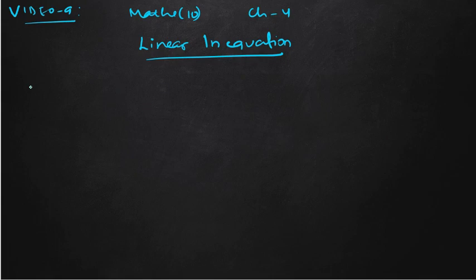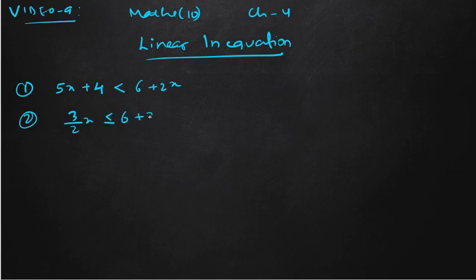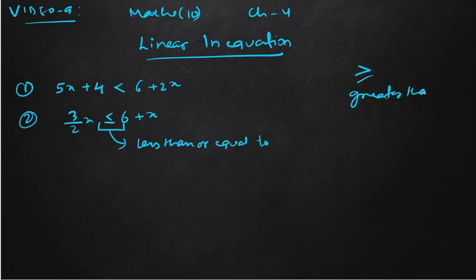So if we give the basic definition, a statement of inequality between two expressions involving a single variable x with highest power 1. Suppose I give one example. Suppose 5x plus 4 is less than 6 plus 2x, like this. So equal to sign is not there, it is greater than or less than. Both signs may be included. Suppose 3 by 2x less than equal to 6 plus x. So this sign is read as less than or equal to. Similarly, this will be our greater than or equal to.